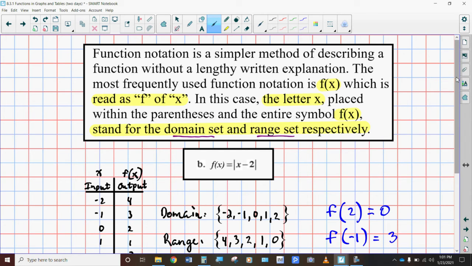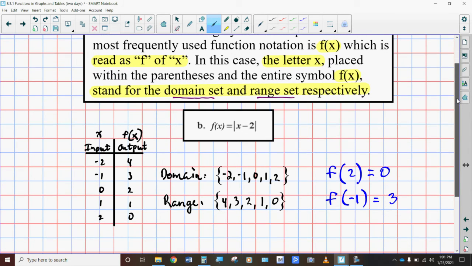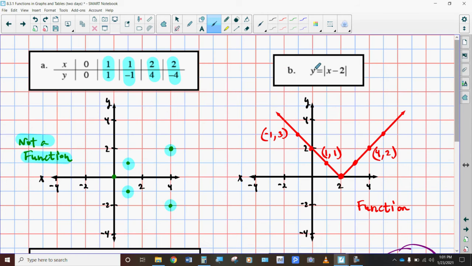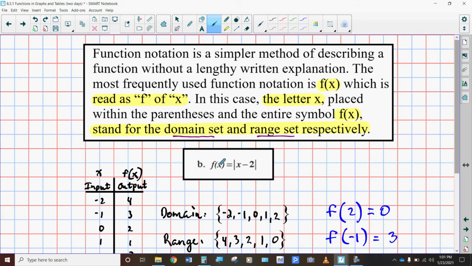Okay, so what does this mean? First of all, the f of x is simply another way of referring to y. So in a two-variable situation, in this example that we had here for b, we said y is equal to the absolute value of x minus 2. But when we refer to function notation, we change the y to be f of x. It doesn't necessarily have to be f of x. It can be anything, but that's the most common one that we use.